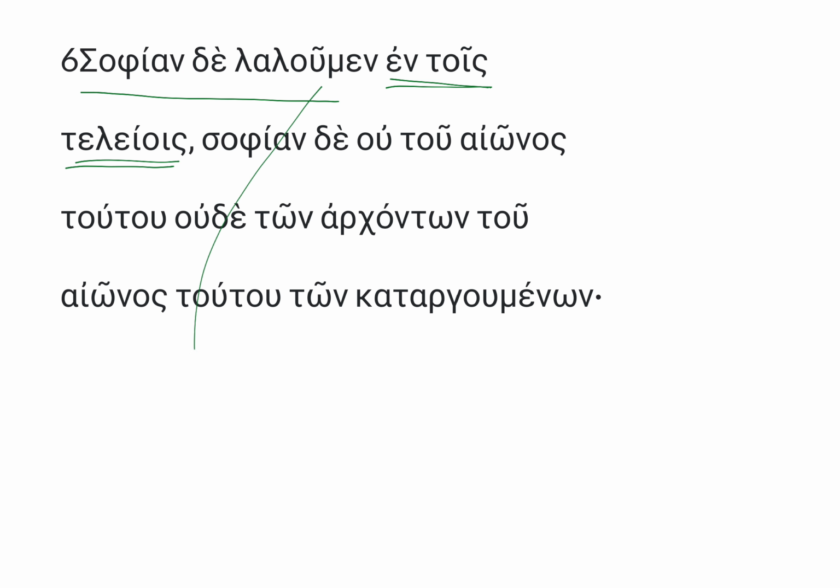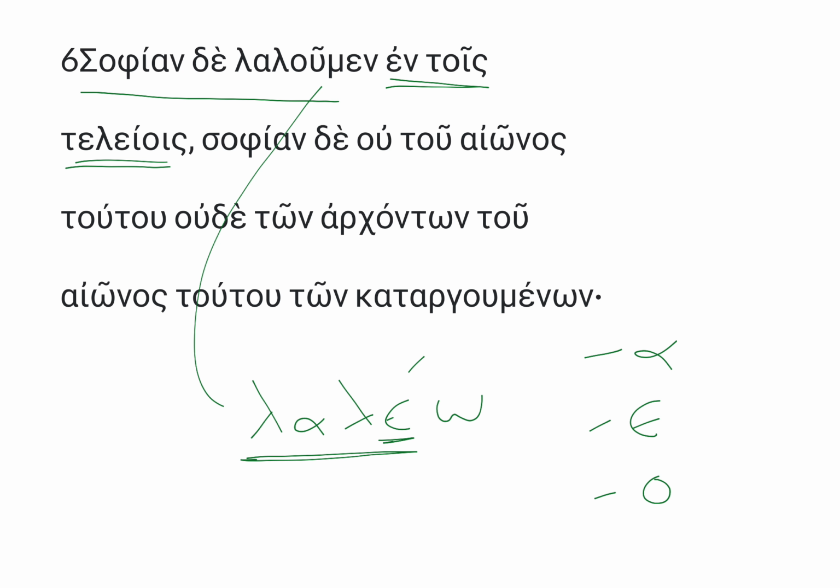Let's take a look at laloumen. This is a contraction of the epsilon contract verb laleo. This is the lexical entry. It ends in an epsilon. There are three kinds of contracts in Greek. There's an alpha contract, an epsilon contract, and an omicron contract.